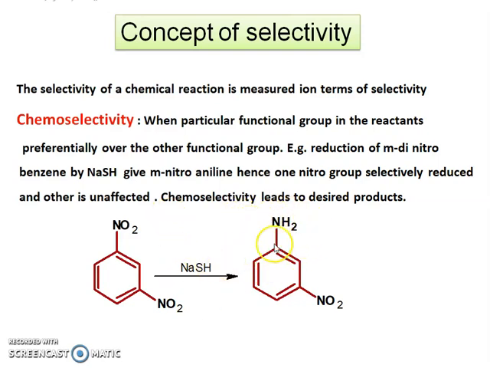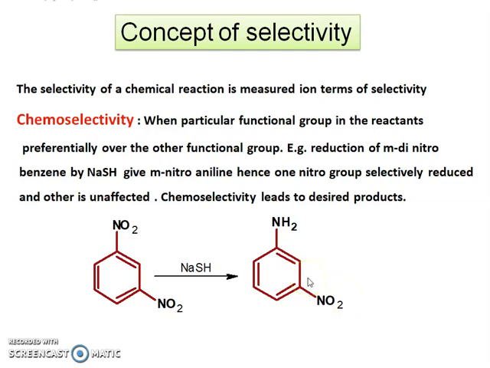Hence such a type of reaction is called a chemoselective reaction. Hence, chemoselectivity leads to the desired product. In absence of chemoselectivity, both nitro groups would be reduced, resulting in undesired products like m-phenylenediamine. If such a reaction is not chemoselective, both nitro groups can be converted into amino groups.